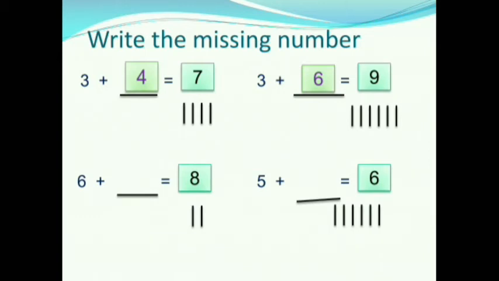Now, how many lines are remaining? 2 lines are remaining. So the missing number is 2. 6 plus 2 is equal to 8. See the next question, children.